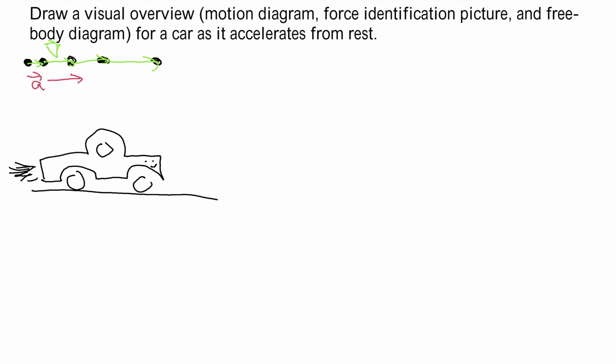Okay, so now what do we do? Circle it. I circle the car. No, we need to identify the forces. This is a force identification picture. So we cut through some things here. You've got weight? Okay, so we have a weight vector down.